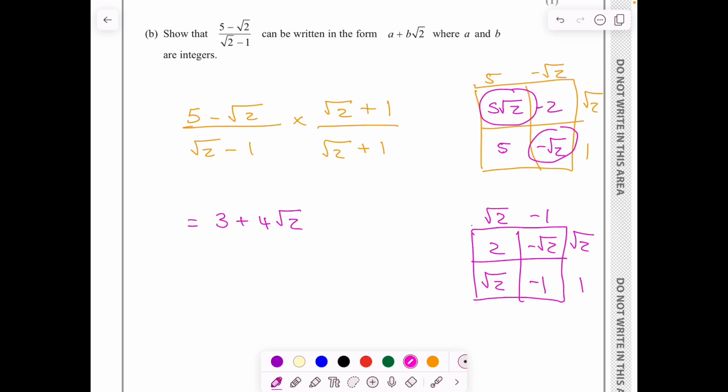And again, gathering like terms, 2 take away 1 is just 1. And square root of 2 take away the square root of 2 cancel each other out. So the surd has disappeared. And over 1 is just the same as saying 3 plus 4 square root 2, which is exactly how they wanted it.